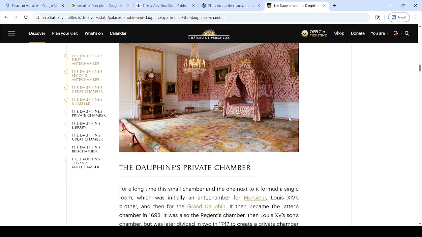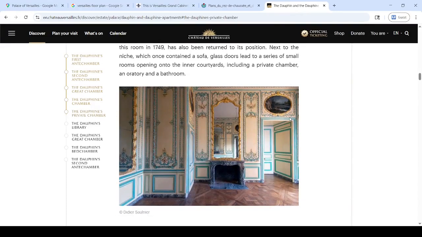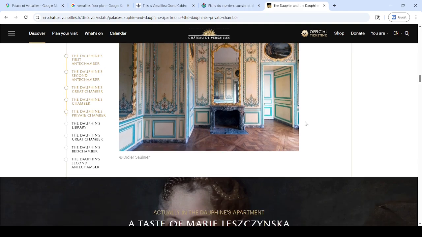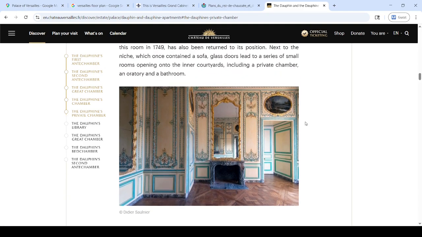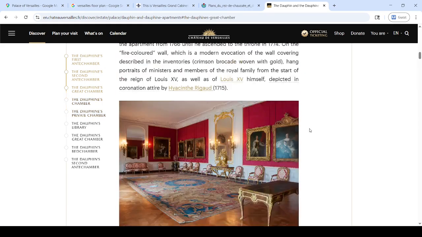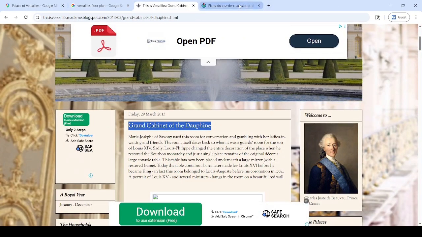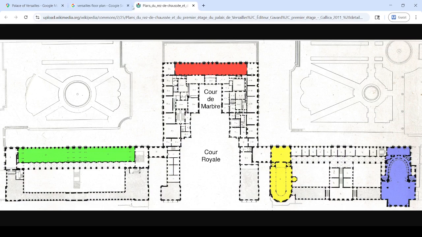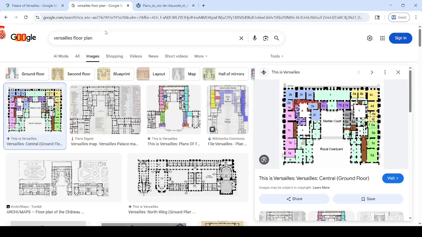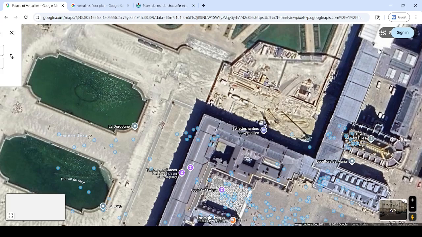One thing that I found on the official Versailles website is that there are separate entries for the Dauphin's apartments before and after a large renovation. And at first I thought they were different sets of rooms, and then I realized, no, they're the same rooms, they just have been renovated. So that's part of why it's important to know what you're looking at.